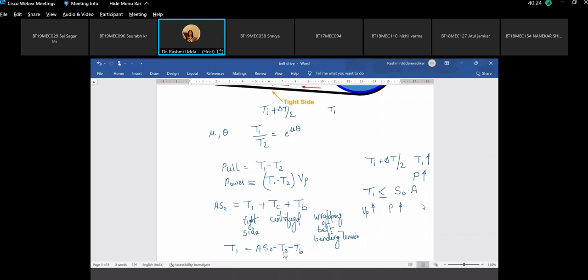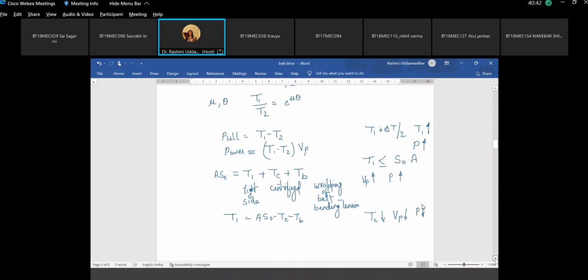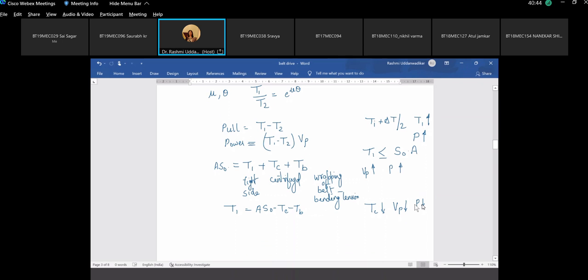You have to reduce TC, and for reducing TC, the value of Vp should be low, and the moment the value of Vp goes down, the power transmission capacity also goes down. So you have to continuously maintain a balance between what should be the velocity, so that the power is just sufficient. We'll have a term, the maximum velocity for effective power transmission.